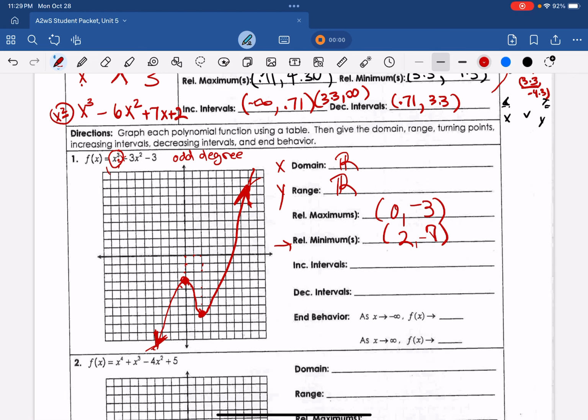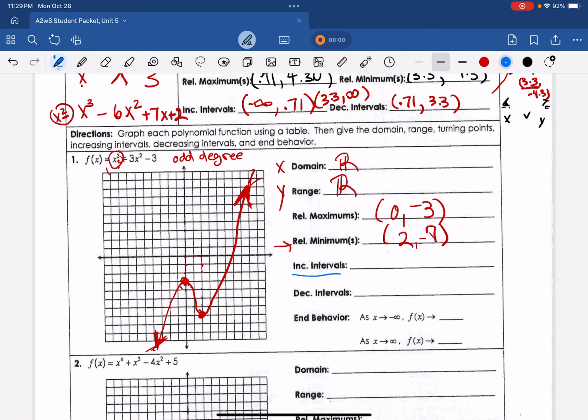Okay, now let's talk about the increasing intervals. When we're talking about the increasing intervals, we're talking about the x-axis. What portion or what segment, what interval of the x-axis do we have increasing? So we're coming in from negative infinity and it's stopping right here. This is where it stops increasing and it turns and becomes decreasing. So from negative infinity to this point on the x-axis, we have an increasing interval. So that's from negative infinity to where x is 0.